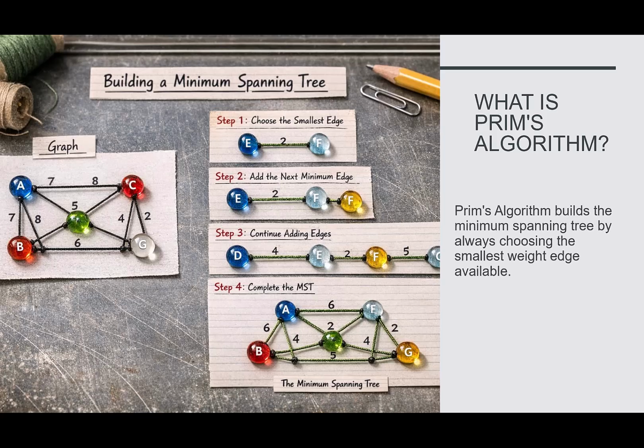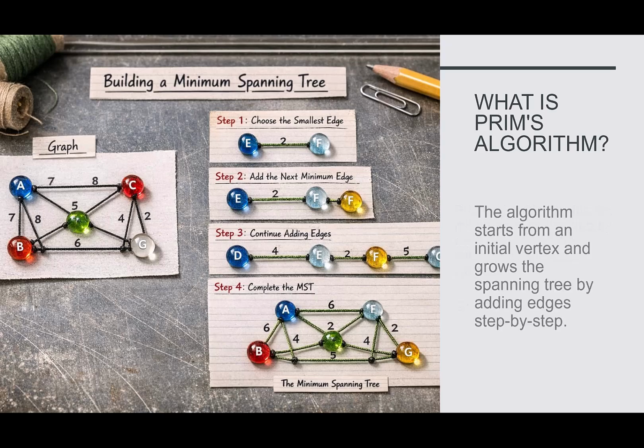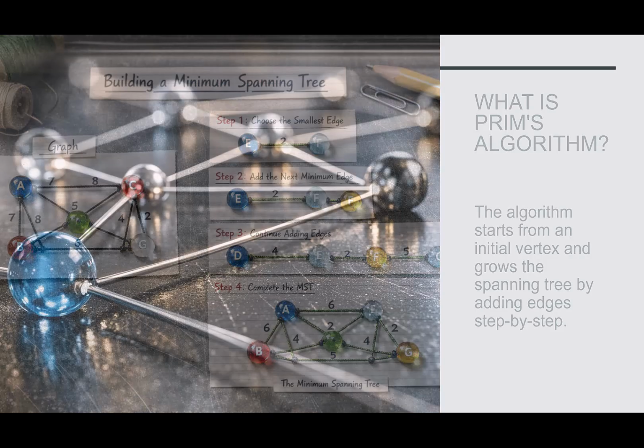Prim's algorithm builds a minimum spanning tree by always choosing the smallest weighted edge that's available. We can think of this as a greedy approach where you're trying to save time, money, distance, whatever's in our application. The algorithm starts with an initial vertex, then the spanning tree will grow by adding edges step by step.